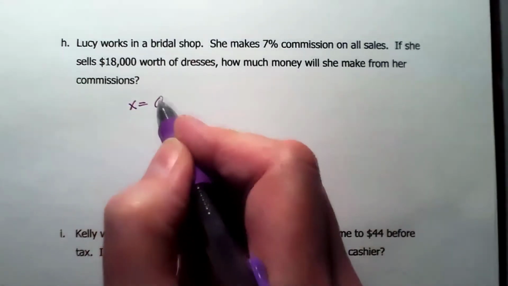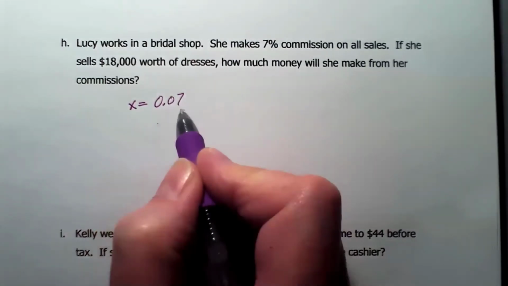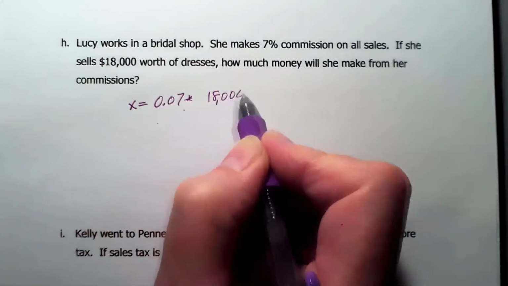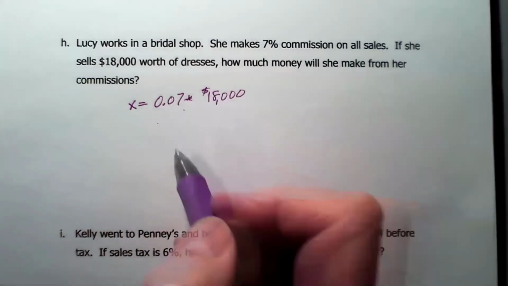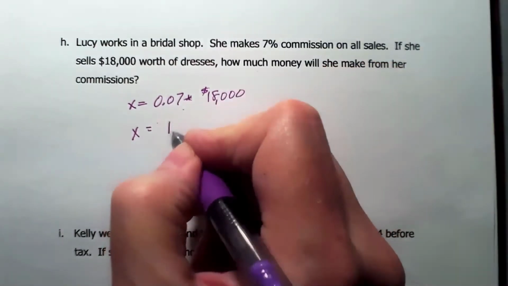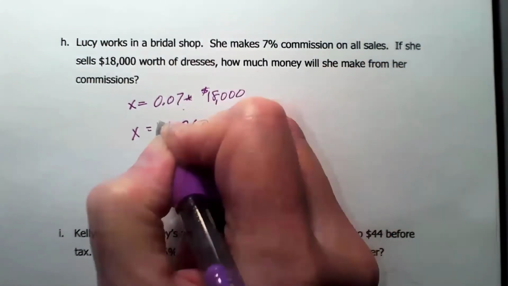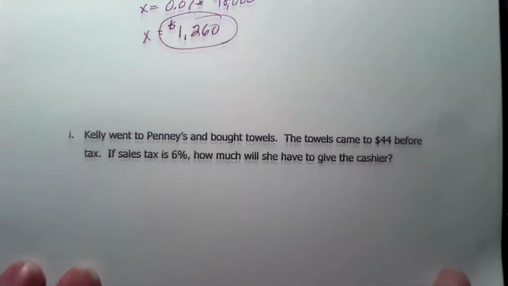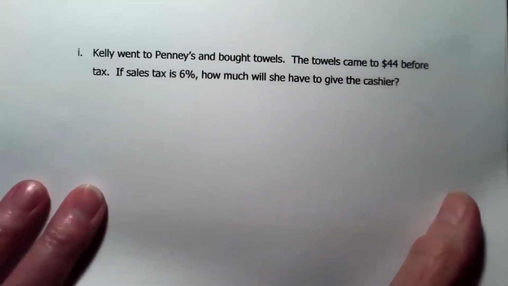And it's 7%, put 7 in decimal form, of the $18,000 worth of dresses she sold. So again, I'm going to just multiply to get the amount. And it comes out to $1,260. So that's how much she made in commission on $18,000 worth of dresses. Another one here.